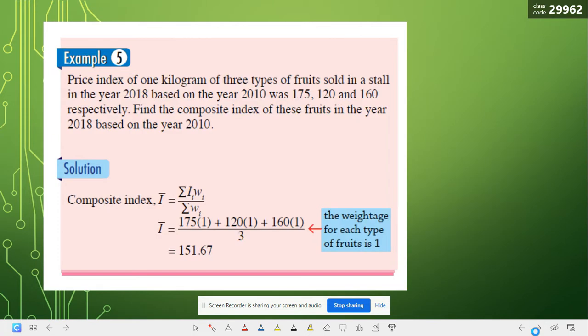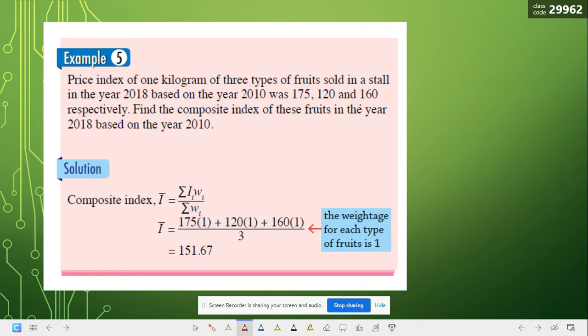So I will show you a few examples. This one is from the textbook. It says the price index of 1 kilogram of three types of fruit sold in the stall in the year 2018 based on the year 2010 was 175, 120, and 160 respectively. Find the composite index of this fruit in the year 2018 based on the year 2010. This is the general formula, so you have to multiply. They already give you the index here.